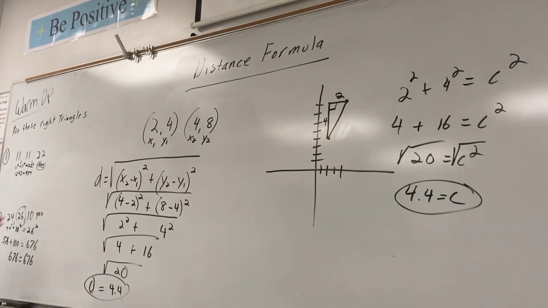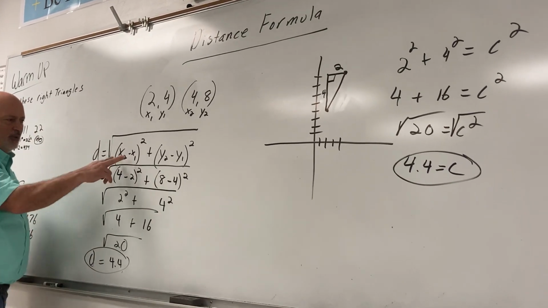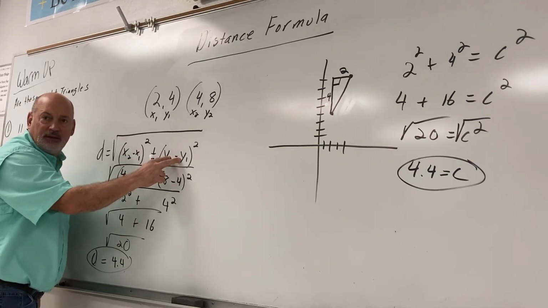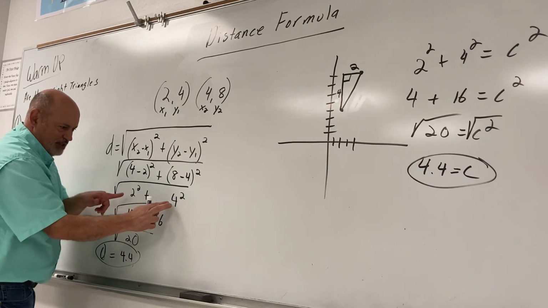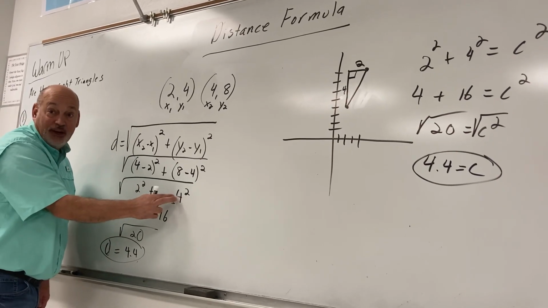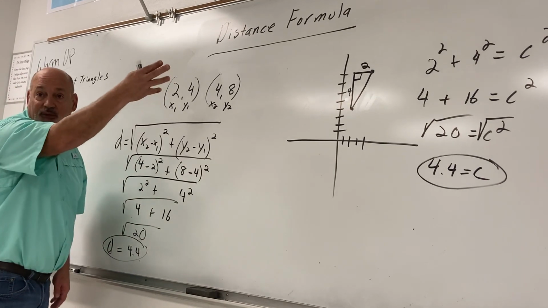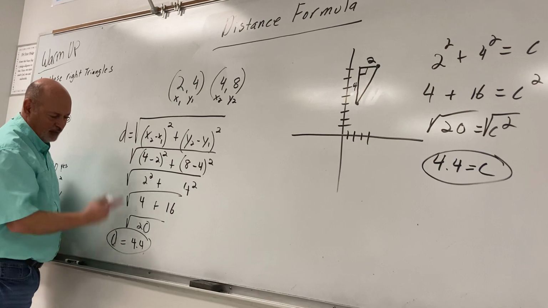So notice, all you really got to do, kids, let's clean this up in our brain. We're going to subtract the x's. We're going to subtract the y's. Once we do that, we're going to then square it. And once we square it, this is the length of A or B. This is the other length of A or B. And we're going to continue like we would. 2 squared is 4, 4 squared is 16, add them together, square root of 20, done.